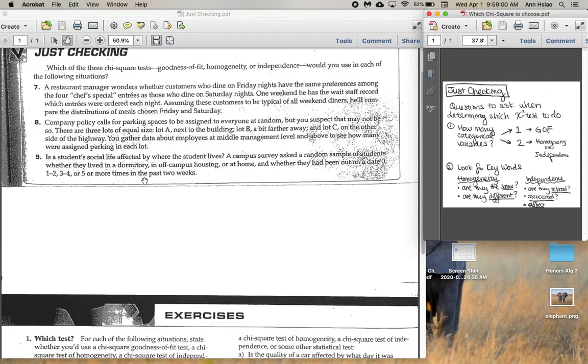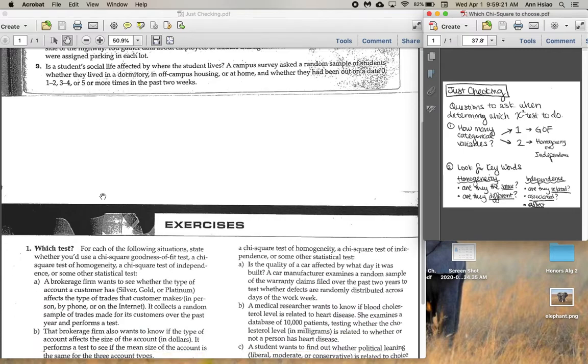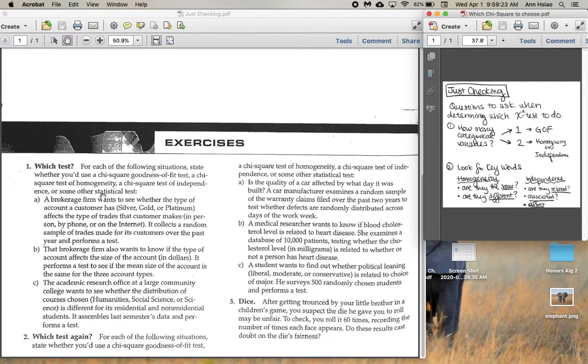So now I look for keywords. Okay. So here, is student social life affected by where the student lives? So the keyword affected tells me that this is going to be a chi-square test for independence. All right, so those are some examples for you guys. Why don't you go ahead and try some of these on the bottom?